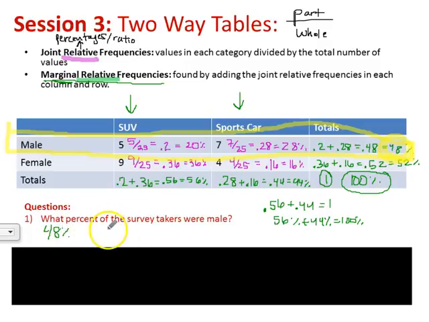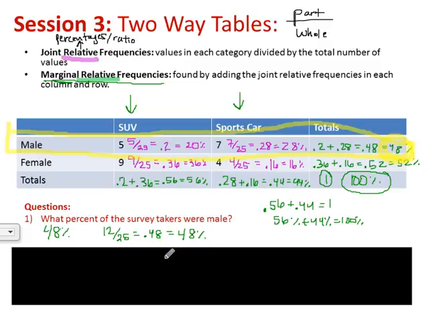And we can check our work. So how many total males were there? We found that on the 7 plus 5. 7 plus 5 is 12, and we know there's 25 people who took the survey, which works out to be 0.48 or 48%. So that is two-way tables.